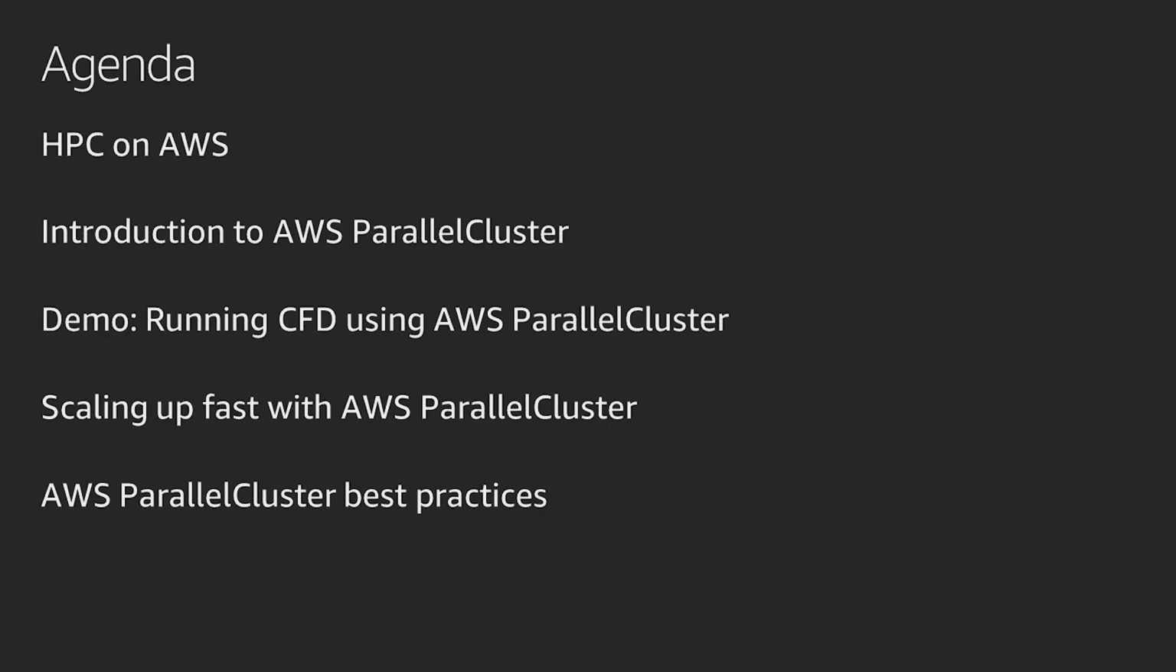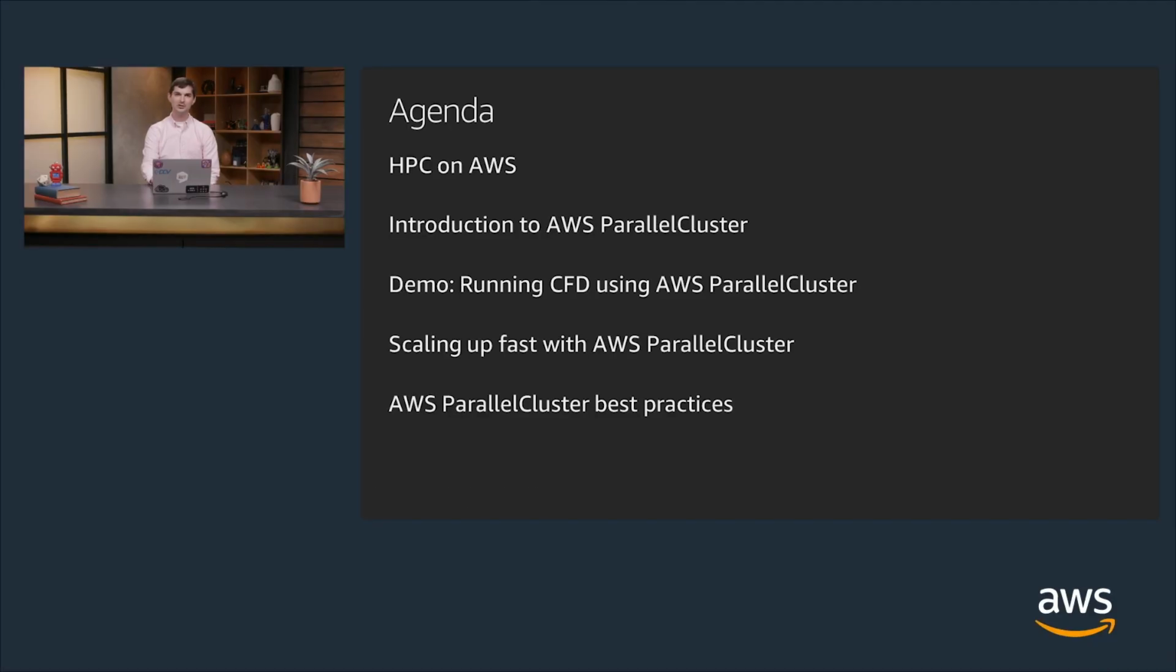The agenda I'll be following for this session today will be as follows. First, I'll provide an overview of HPC on AWS, what makes it compelling to customers, what our portfolio of AWS services for HPC looks like, as well as a few cases in which customers have been successful running HPC on AWS. Next, I'll spend some time introducing AWS ParallelCluster, an essential service in AWS's HPC portfolio that makes it fast and easy to set up HPC clusters.